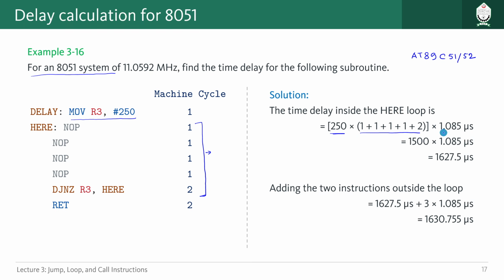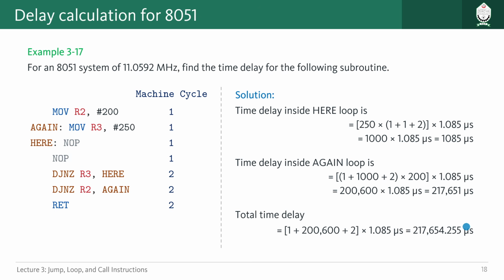That will be multiplied with the time taken for each machine cycle, which is 1.085 microseconds for this kind of system. You get the time delay inside of the loop. With that you have to add this one and this one, right? So that is done here. This one is the external delay, external to the actual loop. You add that, you get the total delay. Very simple to understand.